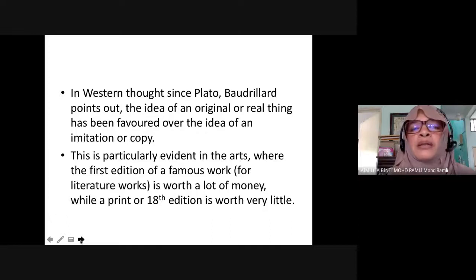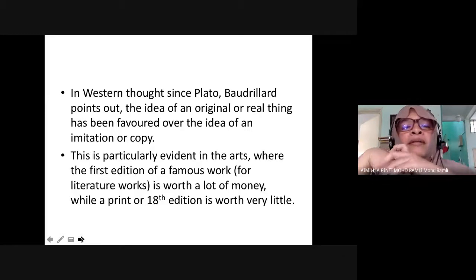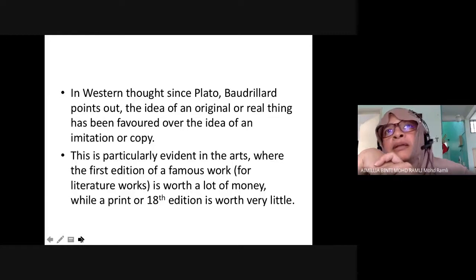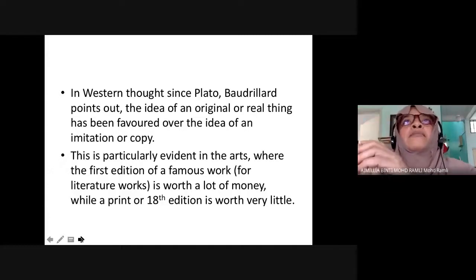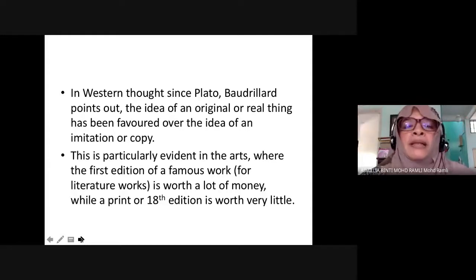In Western thought, since Plato, Baudrillard points out the idea of an original or real thing has been favored over the idea of an imitation or copy. This is particularly evident in the arts, where the first edition of a famous work of literature is worth a lot of money, while a print of the 18th edition is worth very little. So Baudrillard also points out that in the previous period before postmodernism, there is the idea of an original work that is worth more than the copies that followed it.